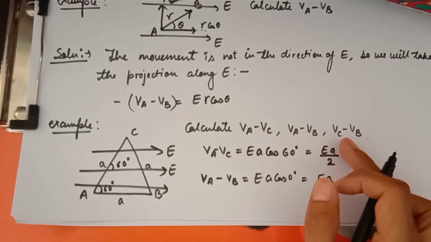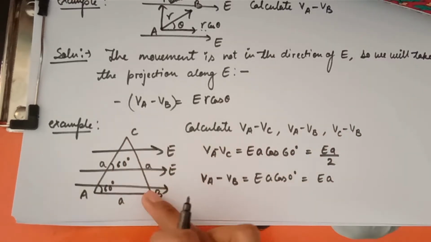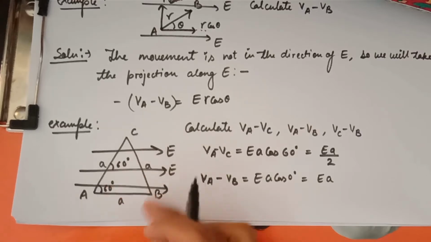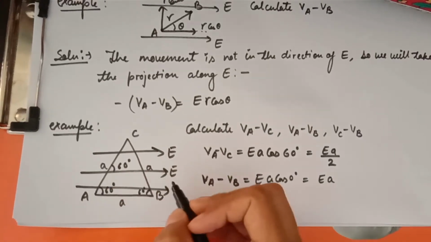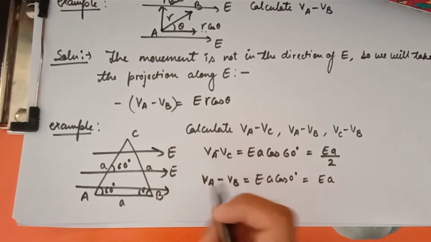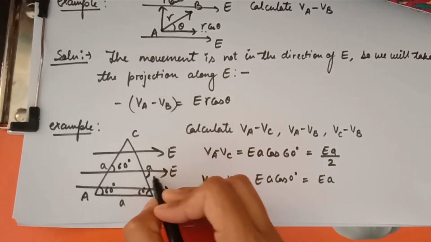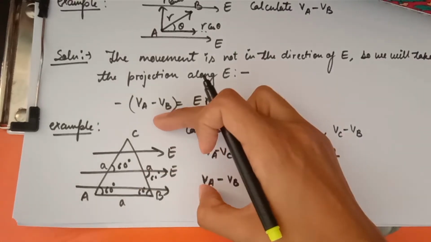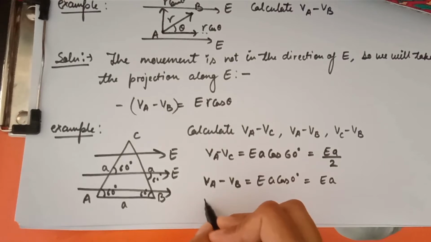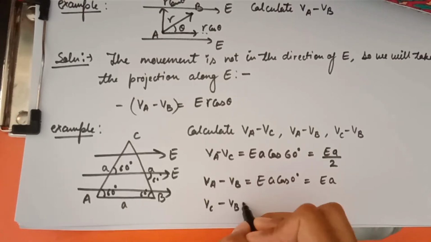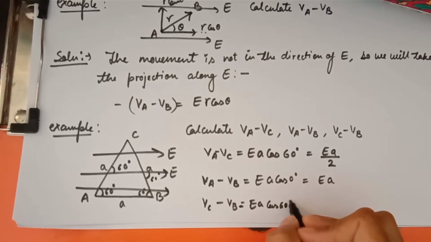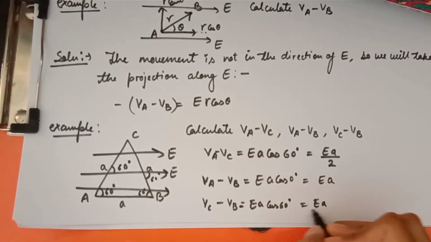Again the angle between this vector and E vector, as this is your uniform electric field, this angle is 60 degree. You can see these are parallel lines. If this angle is 60 degree, this angle will also be 60 degree. Okay, so A is making an angle of 60 degree again. So VC minus VB will be EA cos 60 degree. This will give you EA divided by 2.